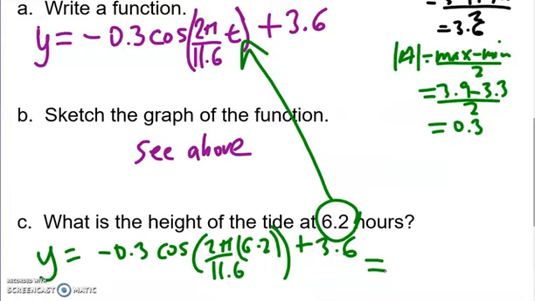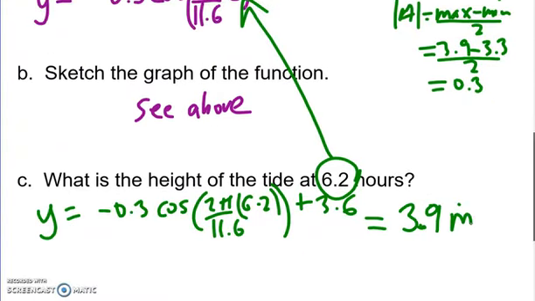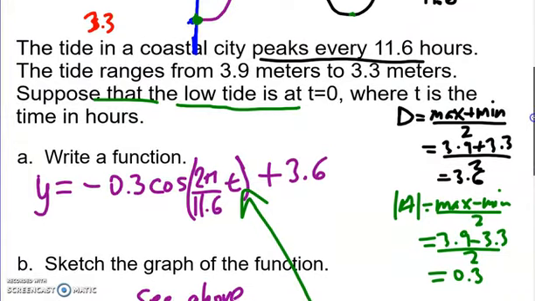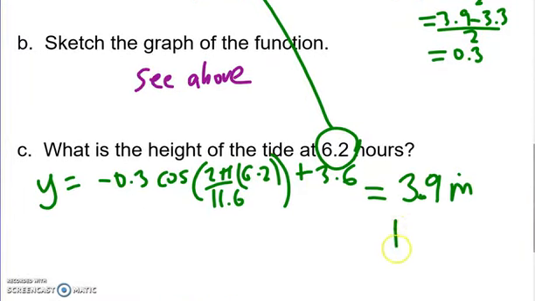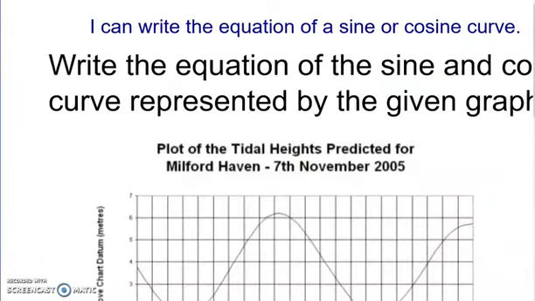And then let's plug that in. On my calculator, I get 3.89 or just 3.9. Is this all in feet here? Meters. 3.9 meters. So we have really a peak. So the height of the tide is another peak at 6.2 hours. Okay, very good. So that's that word problem.